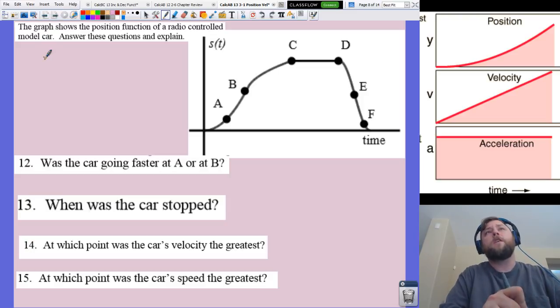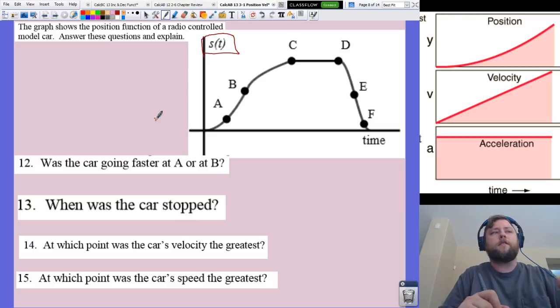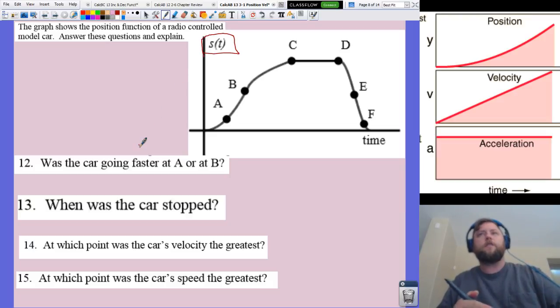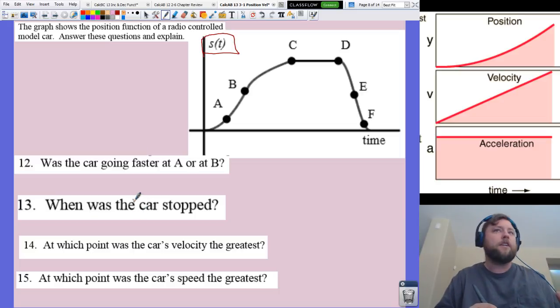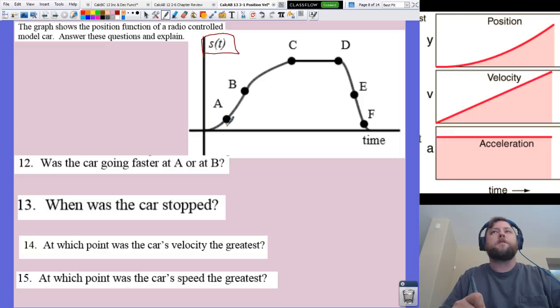Here's another picture. This graph shows a position function. Sometimes we have to understand that the derivative of position is velocity, which is basically the slope of the tangent line. So this is a graph of position of some radio-controlled model car. It starts at 0, and then it starts moving, and it gets up here at the top, and then it comes back down to where it started. So think of this as the height or how far the car has traveled out. It's traveling out pretty far, but then it comes back at the end.